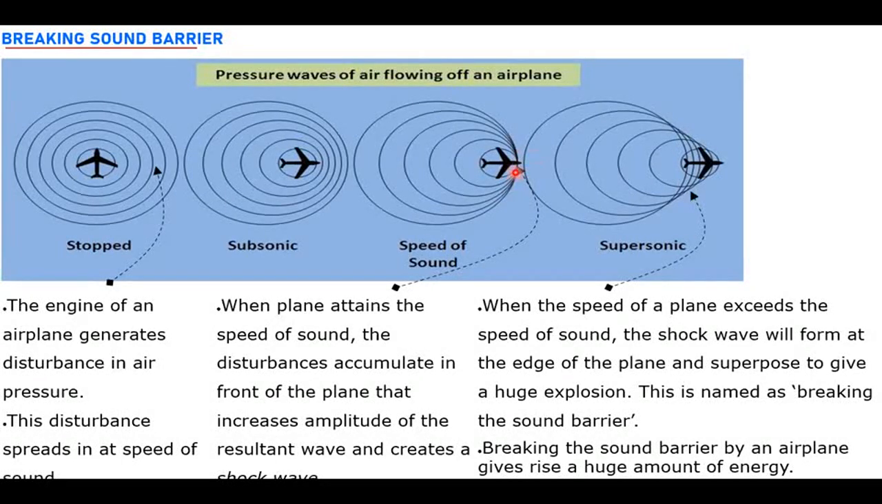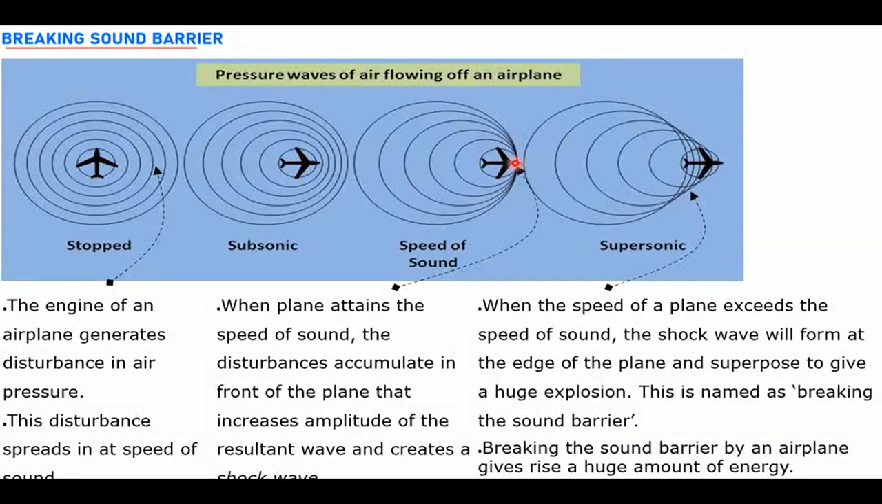So when the airplane attains the speed of sound, the disturbance accumulates in front of the plane right here and increases the amplitude of the resultant wave. This resultant wave produces a sound wave with great power and great energy, which means it is a very loud sound. That loud sound is known as a shock wave. So the accumulation of sound waves in front of the airplane produces shock waves, but just at the tip of the airplane.